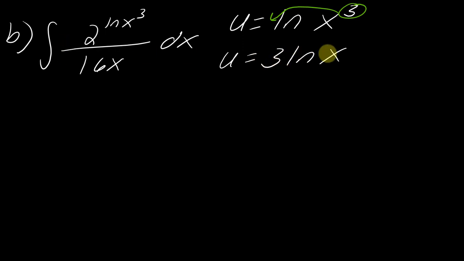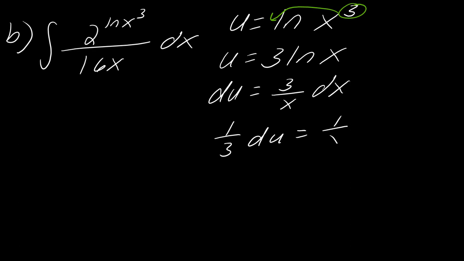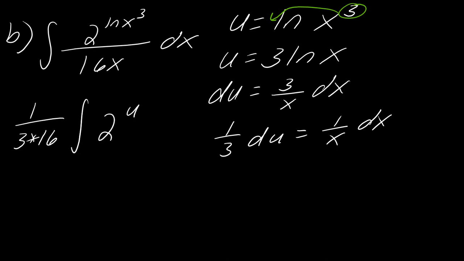Now I would much rather take this derivative than that derivative, right? This is what I mean by being creative. You can make this choice. And now that I've set my du equal to this, oh, that actually is what I have here, right? So what I'm going to do then is I'll put 1 over 3. Actually, we'll write this as 1 over 3 du equals 1 over x dx. And then this 16 here, I can bring it out. So this is going to become 1 over 3 times 16, 2 to the u, well, really just 2 to the u du.